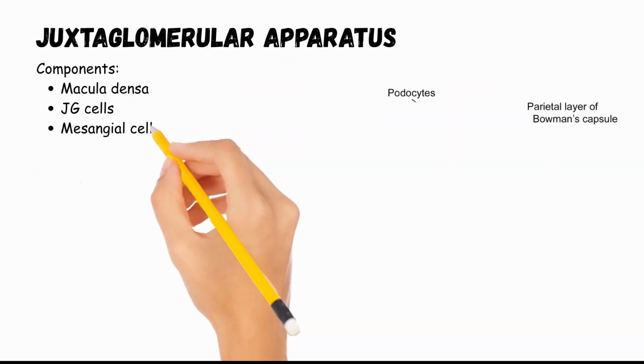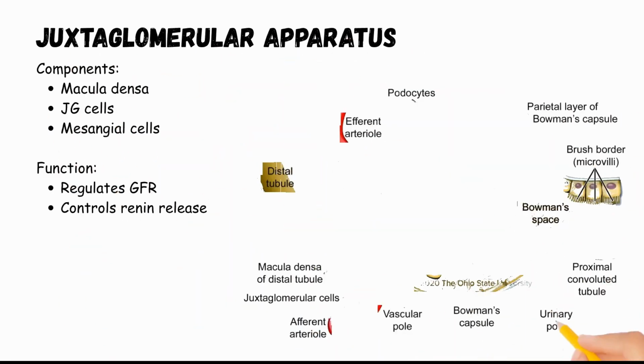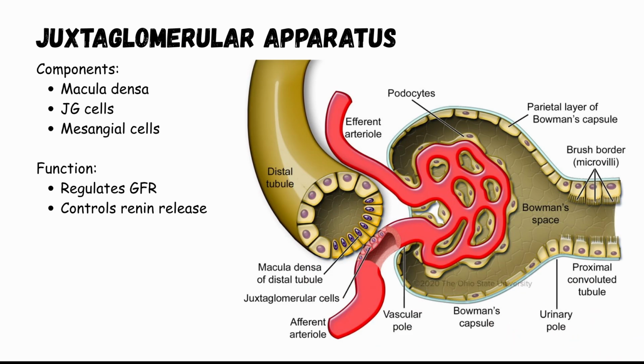The JGA is a specialized structure in the nephron. It consists of macula densa, juxtaglomerular cells, mesangial cells. Its main functions are regulation of GFR and secretion of renin. It plays a key role in linking kidney function to blood pressure control.